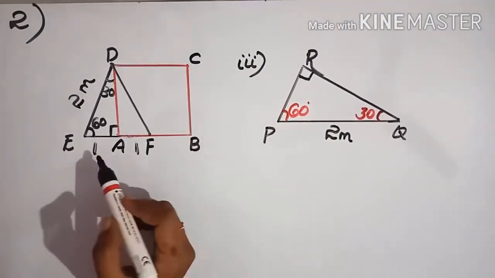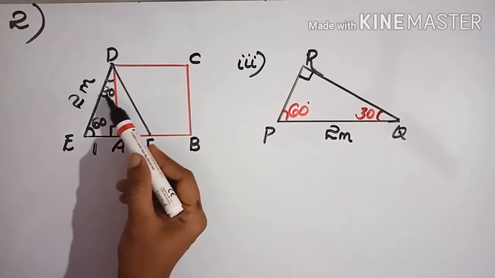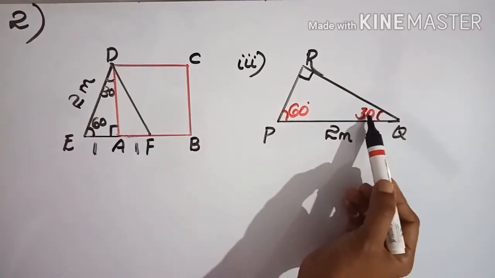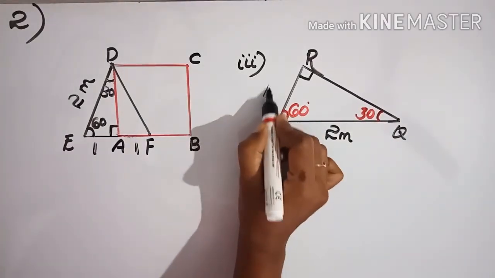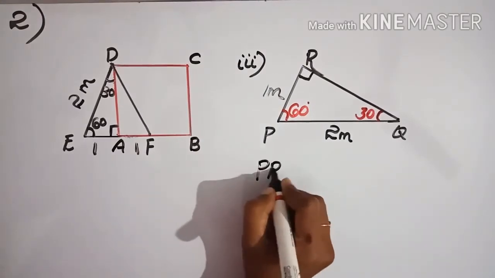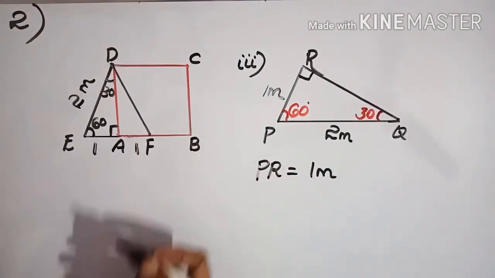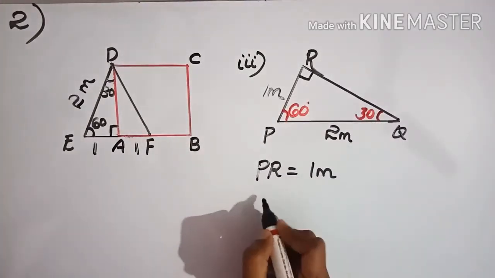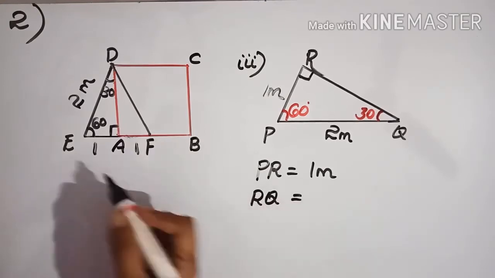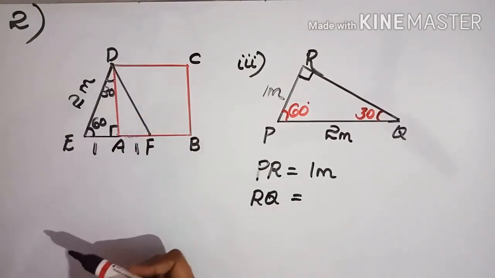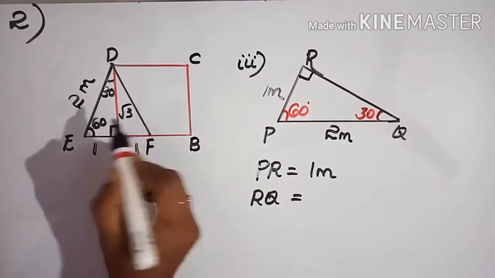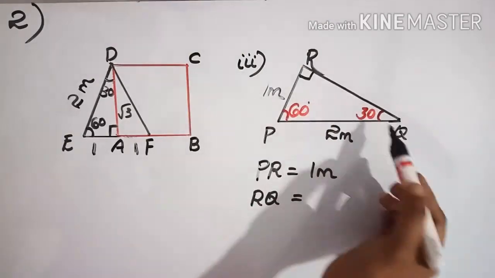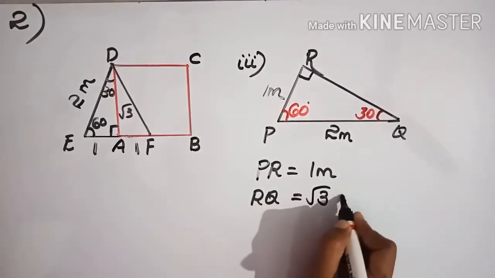Now what will be EA? EA is opposite of 30 degree. Opposite of 30 degree is 1 meter. So here the opposite of 30 degree will be 1 meter. So PR equal to 1 meter. Next is this side, that is opposite 60 degrees. RQ is opposite of 60 degree. This measurement we already found that it is root 3. For the previous case we found that the altitude is root 3. So here this measurement RQ is also root 3 meter.